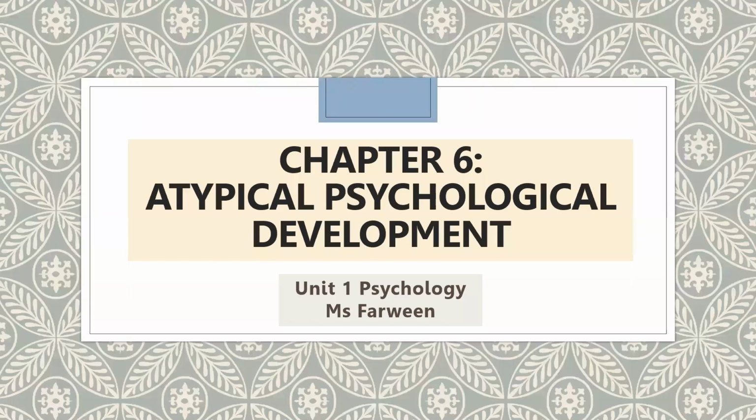So in chapter 6, we're basically going to be focusing on this concept of atypical psychological development. Another word for atypical is abnormal. Okay, it's psychological development that isn't normal, that doesn't follow the normal or typical progression of development.